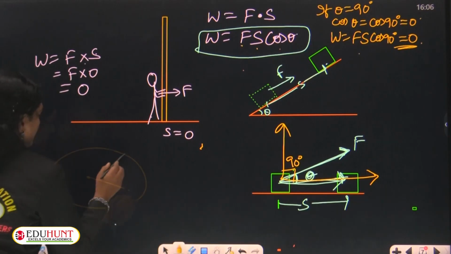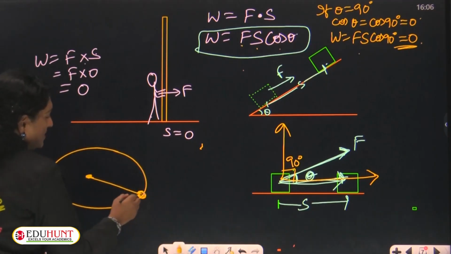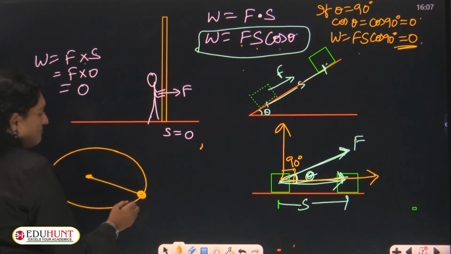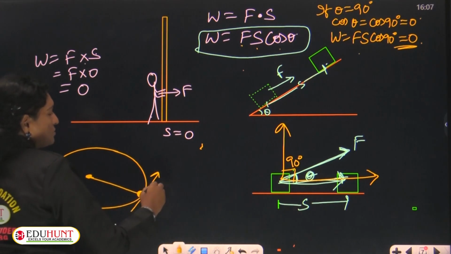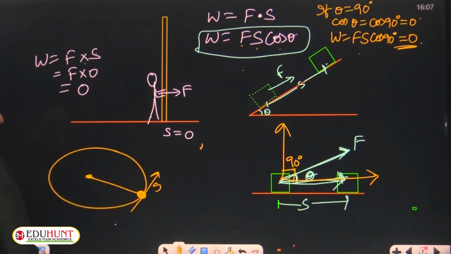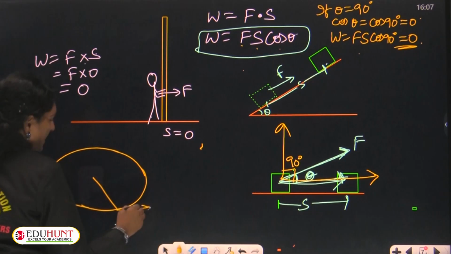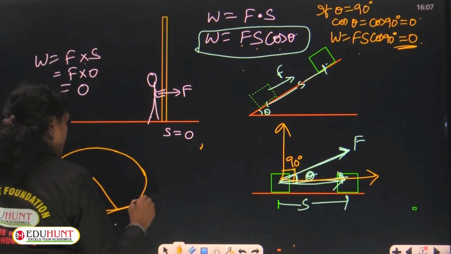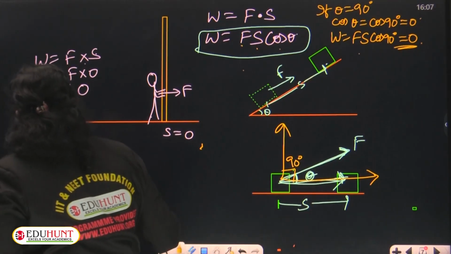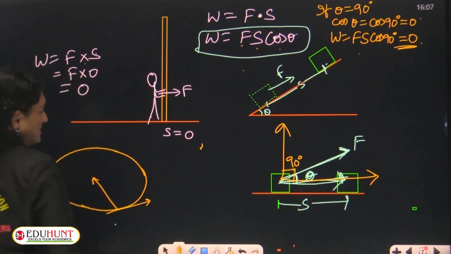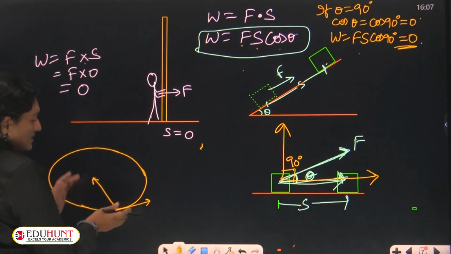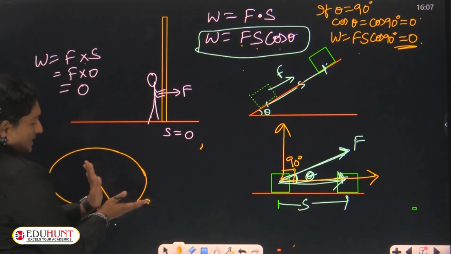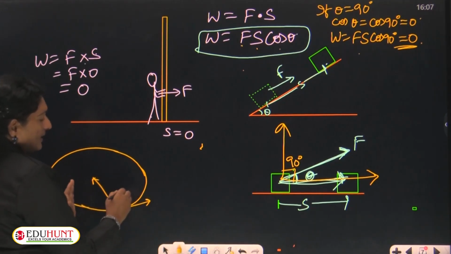Let me explain the same. Holding the center, an object is tied and this object is moving in a circular motion. At every position, the direction of the displacement will be along the tangent drawn to this circle, whereas the direction of the force will be towards the center. In that case, the angle between the displacement vector and the centrifugal force vector will be 90 degrees.